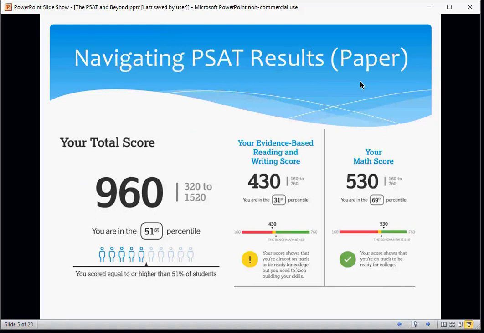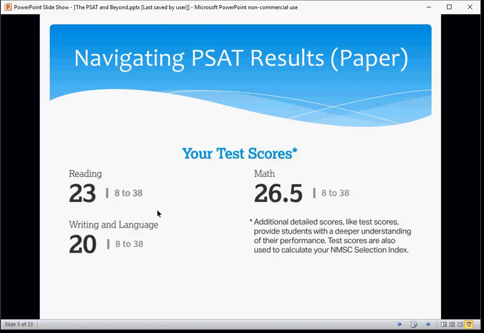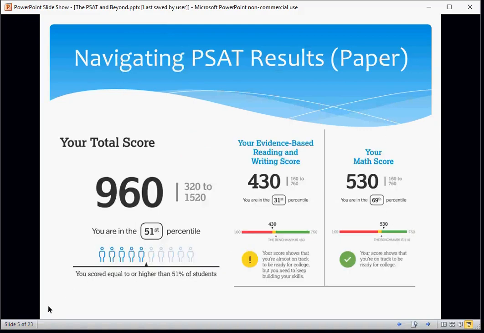Okay, so what we're going to look at now is what your school report will look like when you receive the paper copy of the PSAT results. So if we look over here, we have 960. In this case, that's the individual's score, and that's made up of two scores, the verbal, which is 430, and the math score, which is 530. And like I said earlier, the verbal score is made up of reading and writing, and we'll take a look at that a little bit more in depth as we continue.